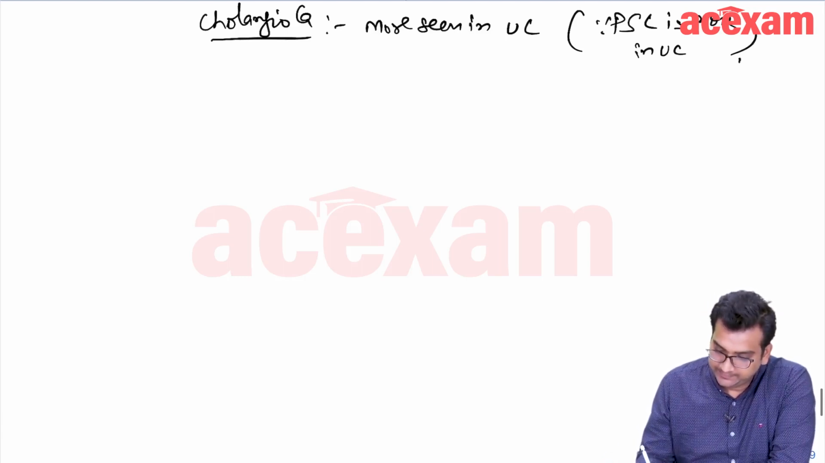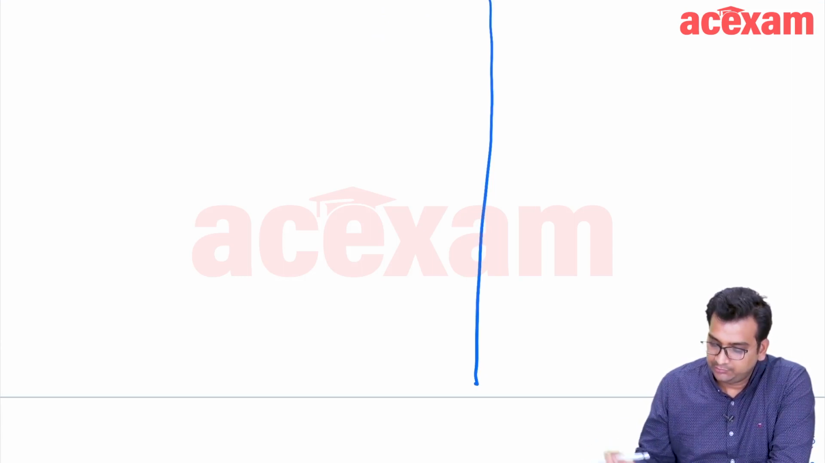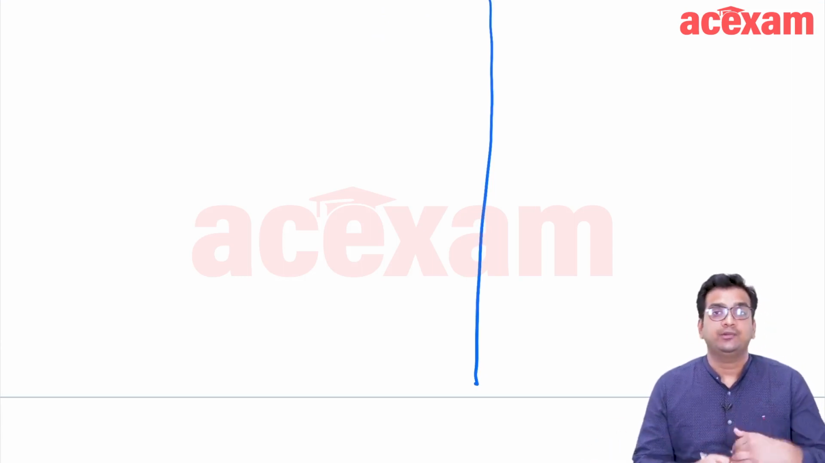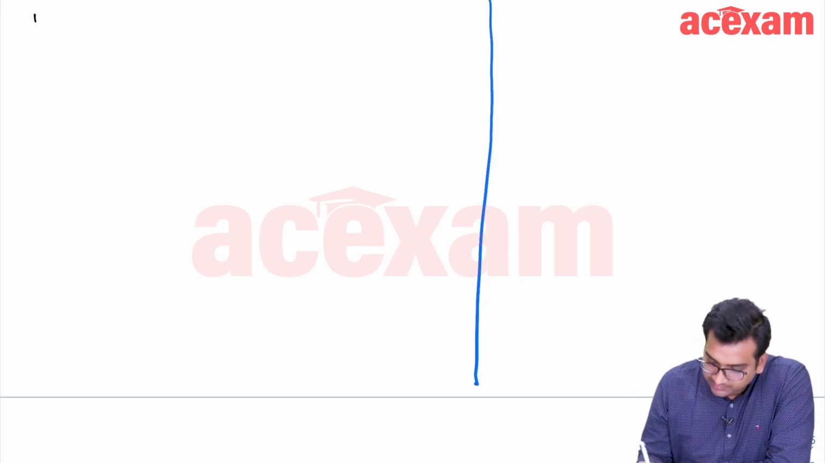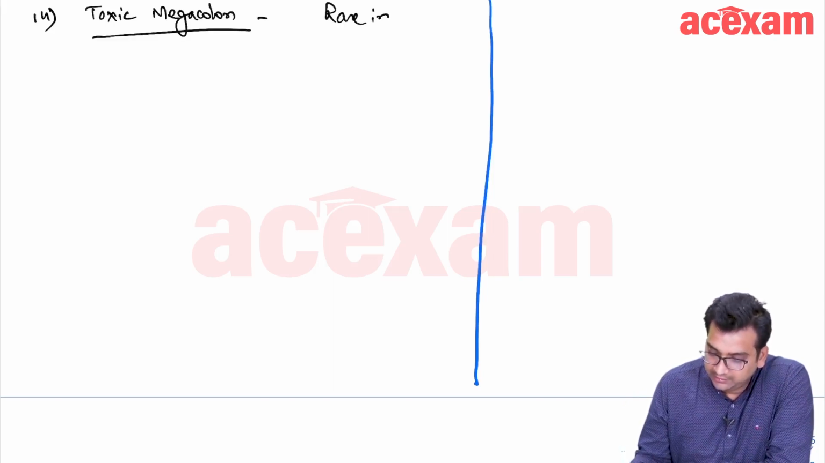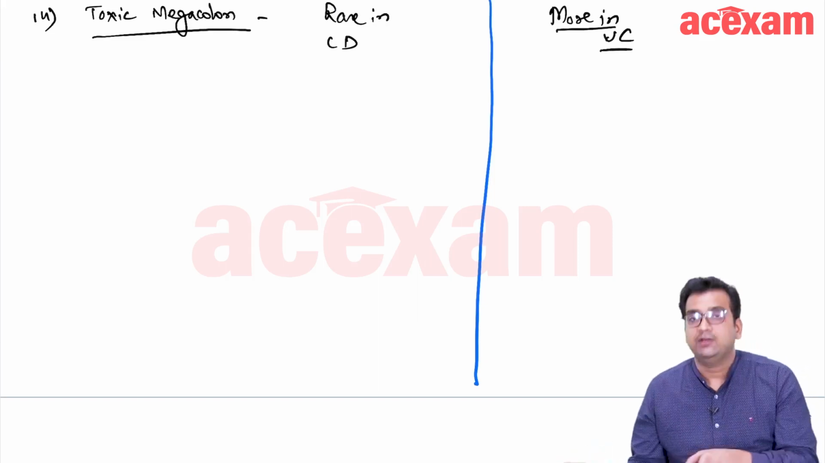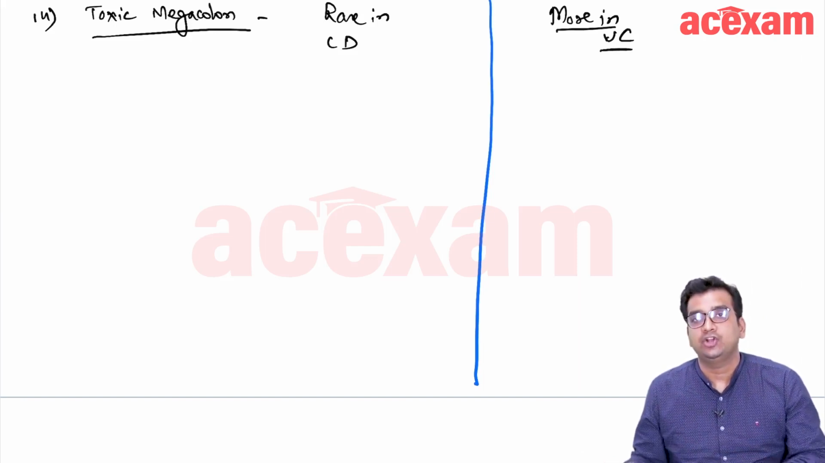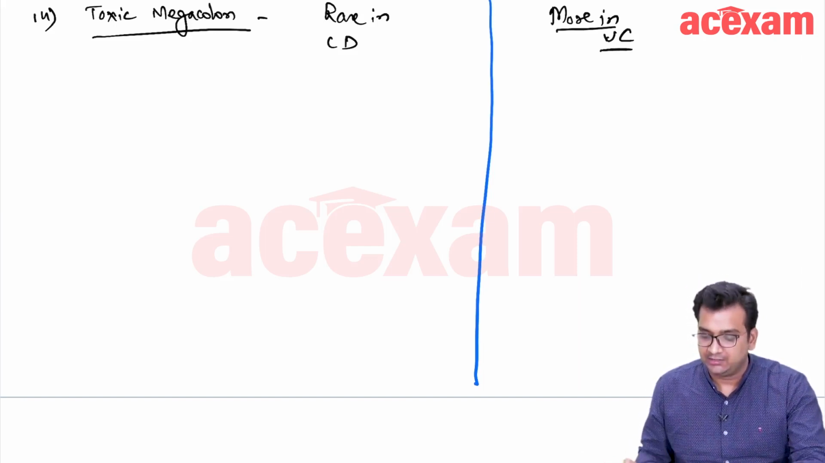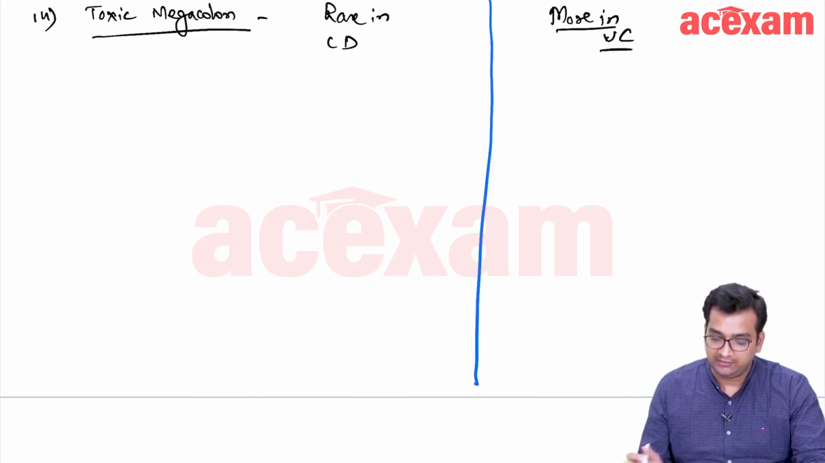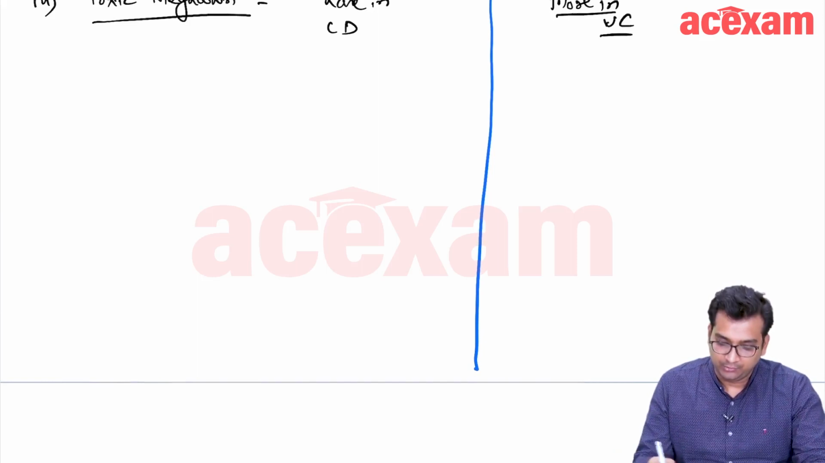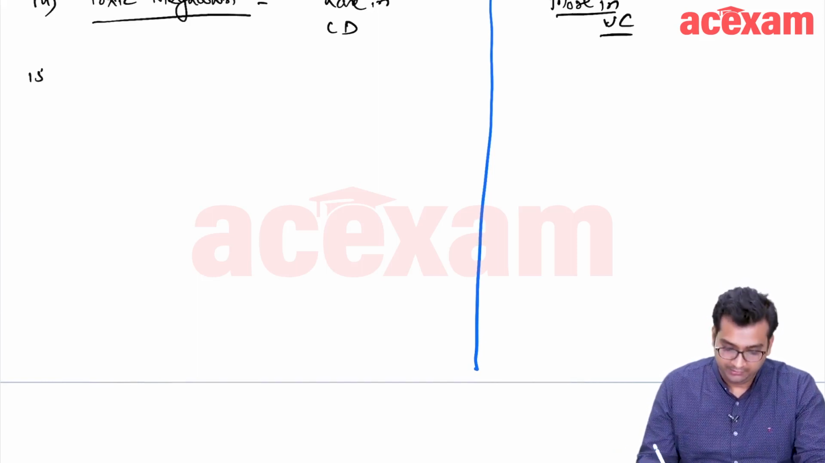Now, fibrotic strictures. Fibrosis is more in Crohn's disease, stricture is more in Crohn's disease, fibrotic stricture is more in Crohn's disease, and toxic megacolon is rare in Crohn's disease and is more in ulcerative colitis. Now there are various important named radiological findings which are seen in Crohn's disease or in ulcerative colitis. I am giving a mnemonic for both of them to remember them.